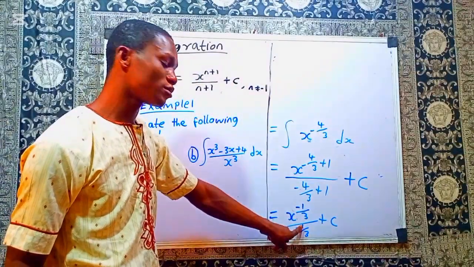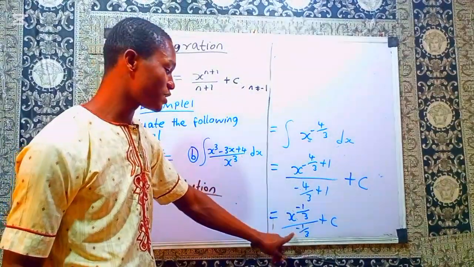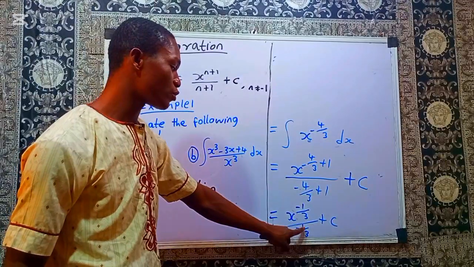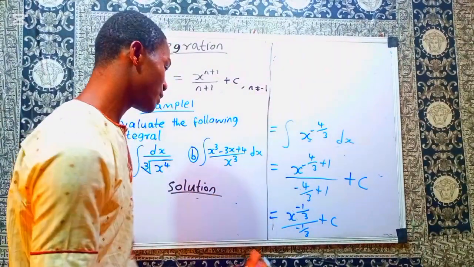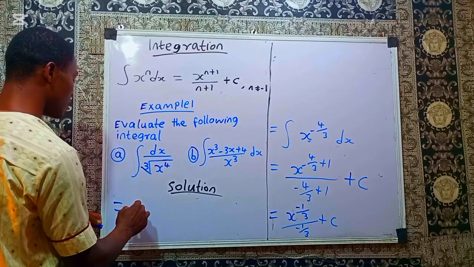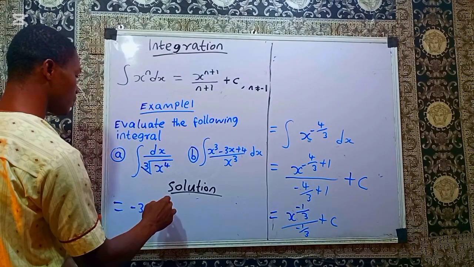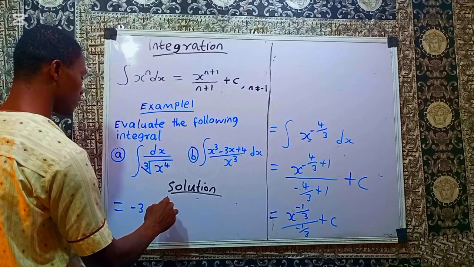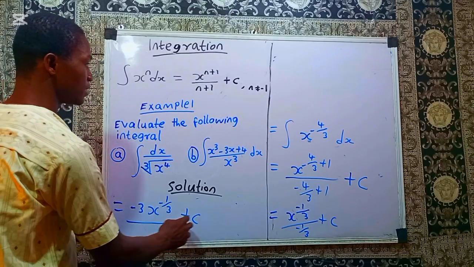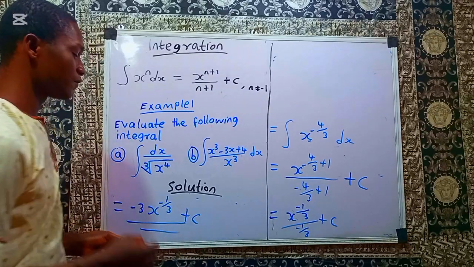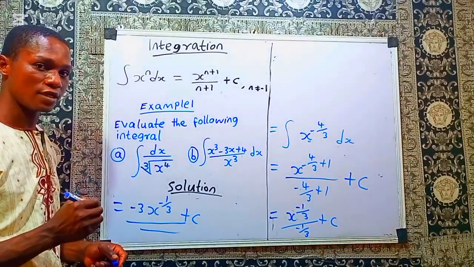So this fraction, we just reciprocate it. If you reciprocate 1 minus 1 over 3, it will be what? Negative what? 3 over 1. That's basically negative 3. So we are going to have negative 3 x raised to power negative 1 over 3 plus what? C. This is the final result for the question A, right?